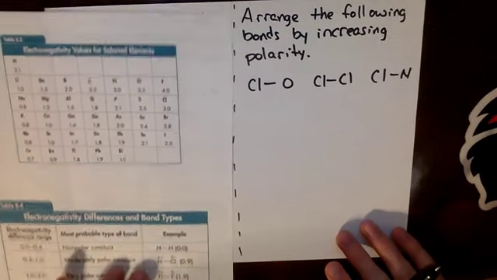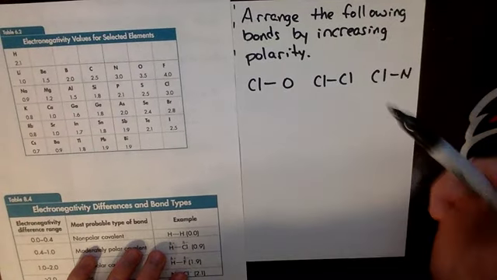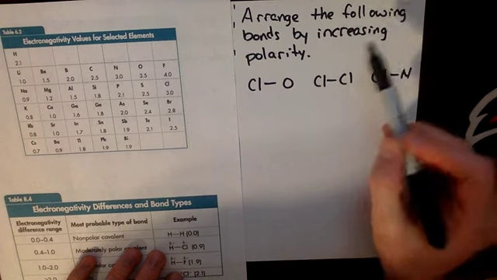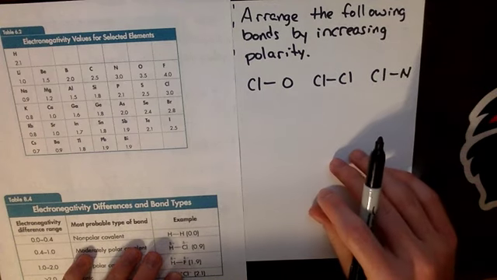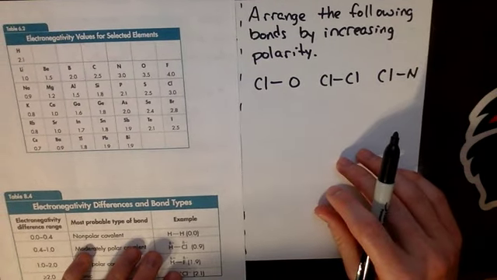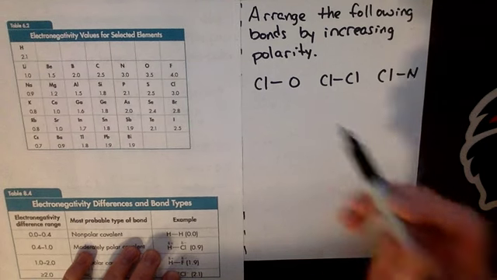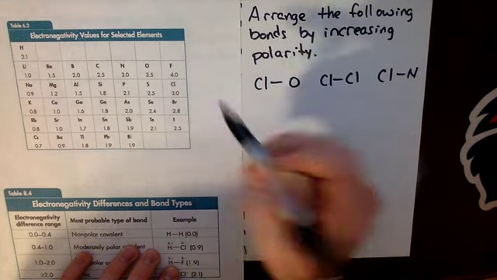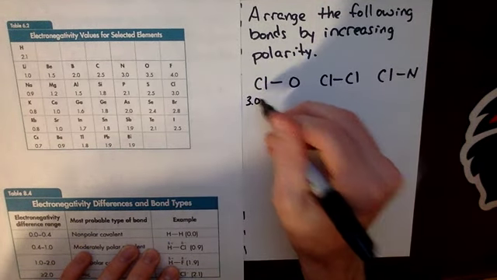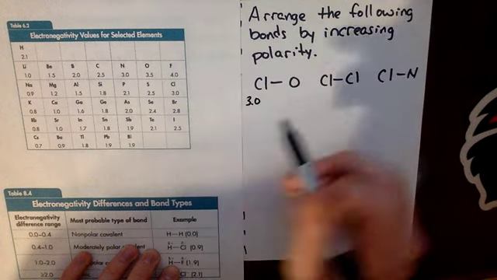Moving on to the next set of questions. Arrange the following bonds by increasing polarity. Okay, in order to do that, we'll have to know the electronegativities of each of these involved. So chlorine is 3.0. Oxygen is 3.5.